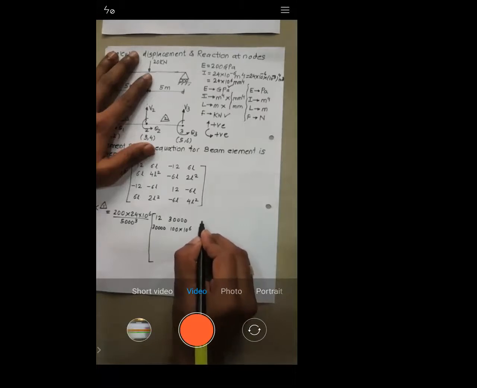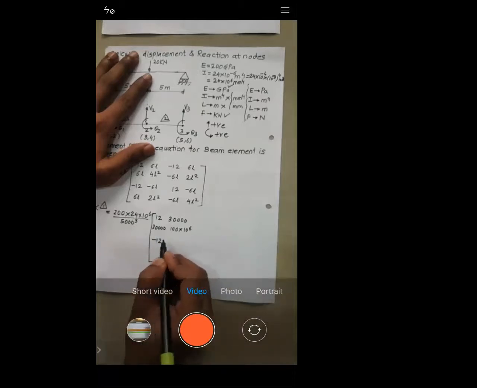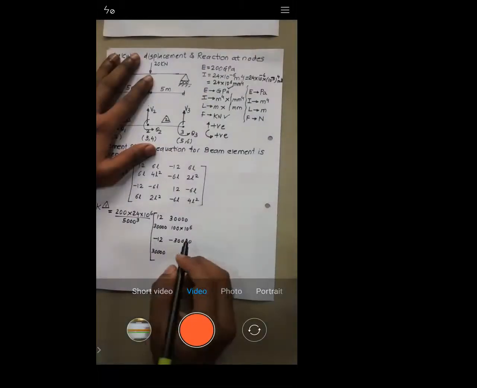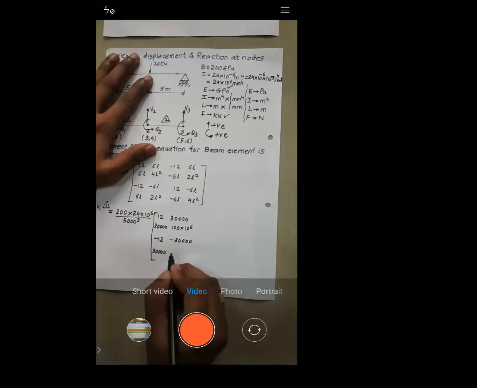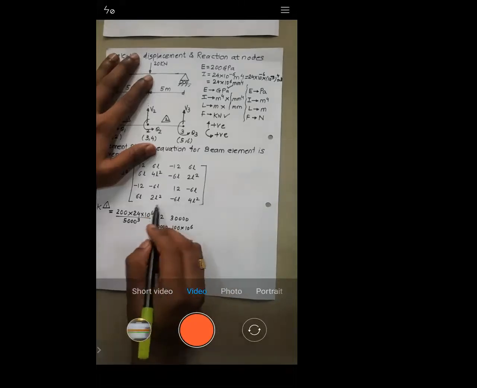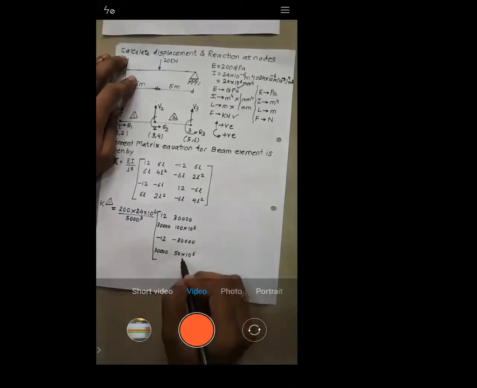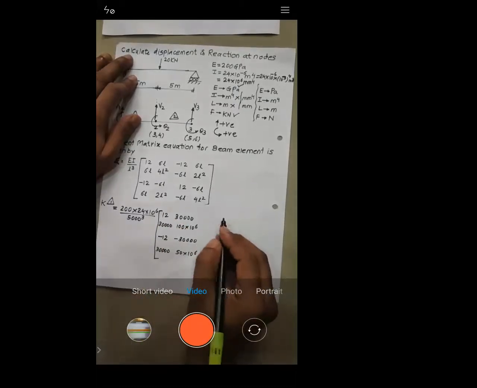Now let's do that. Here I will get again minus 12, minus 30,000. Here I will get 30,000. Right? Now here 2L square, right? 2L square, it will become 50 into 10 to the power 6. 2 into L square, L is 5,000, 5,000 square into 2. Just check it. 10 raised to 6. Right.